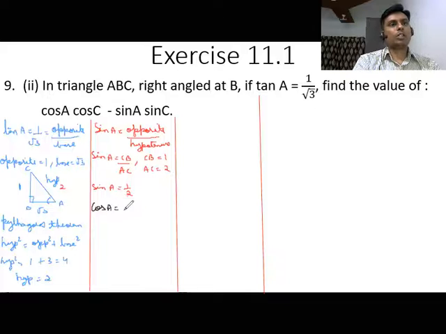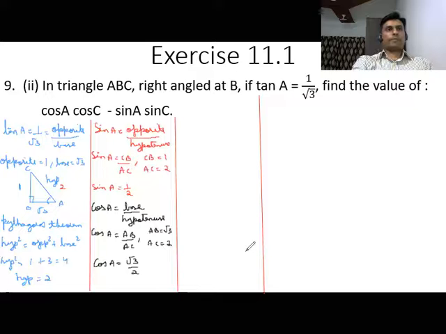Now I'll find cos A. Cos is base by hypotenuse. So cos A is equal to base AB by AC. What is AB? AB is root 3 and AC is 2. So cos A is equal to root 3 by 2. I got cos A. Now I have to find cos C and sin C.